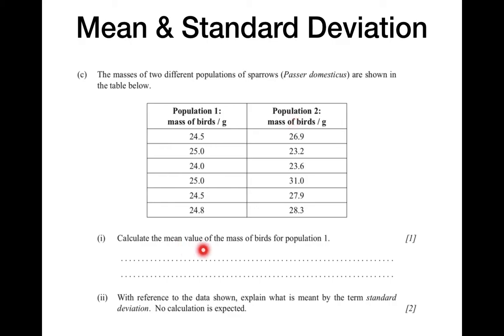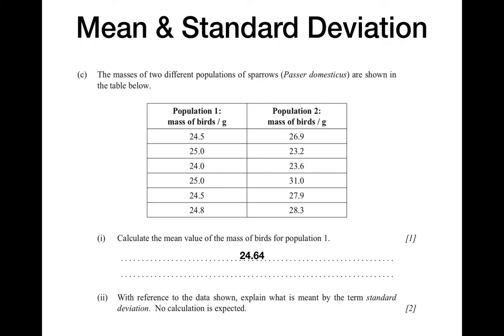First one is calculate the mean for mass of birds of population 1. This is an actual IB exam question, 1 point. So actually calculate it, pause the video, what are you going to get? Hopefully you get 24.64 grams.